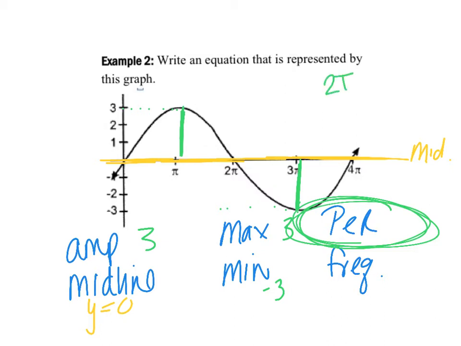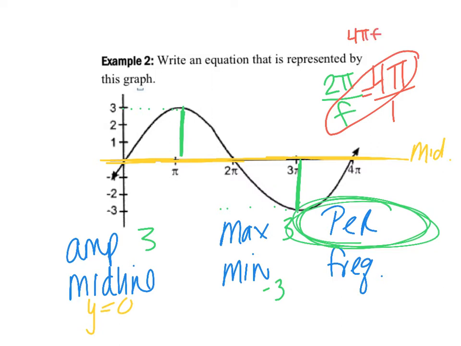So I'm going to set my formula, 2 pi over f, equal to what I think the period is. When does this cycle end? You'll notice I have a hump above and a hump below, so I would say the cycle ends at 4 pi. So I'm going to set this equal to 4 pi. And just like we did before, I'm going to put this over 1, cross multiply and solve for f. So 4 pi f equals 2 pi. I'm going to divide out the 4 pi. Notice the pi's are going to cancel, and I'll get a frequency equals 2/4 or 1/2.